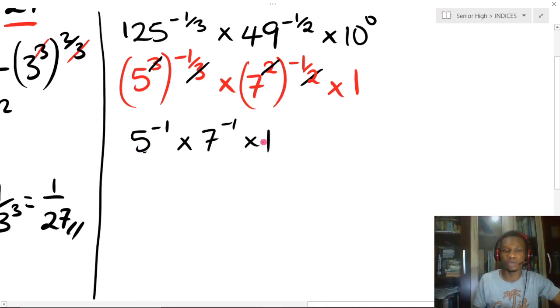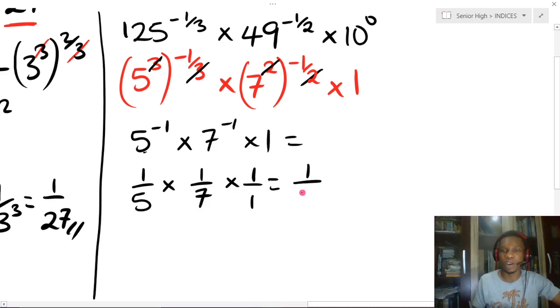So 5 raised to the power of minus 1 is like saying 1 over 5, according to the negative index law, times 1 over 7, and then multiplying 1 over 1 still. So when we multiply this, 5 times 7 is 35. So it's like saying 1 over 35, and that's the final answer. Or you can put it in the negative index form as 35 raised to the power of minus 1, which is still correct, reversing it back to this case. Now that's one way of solving it.